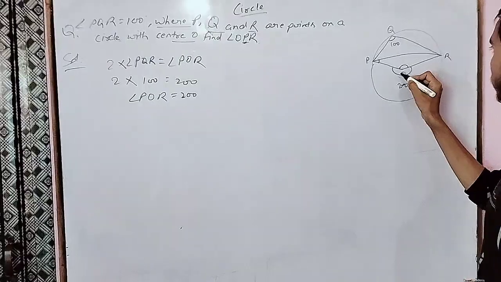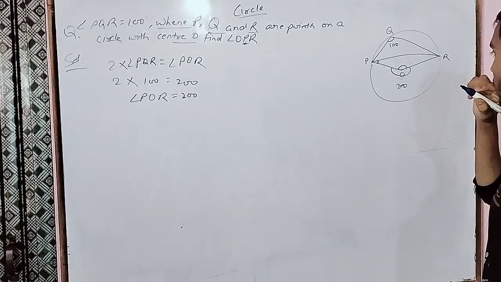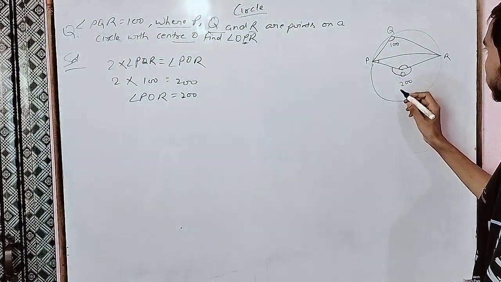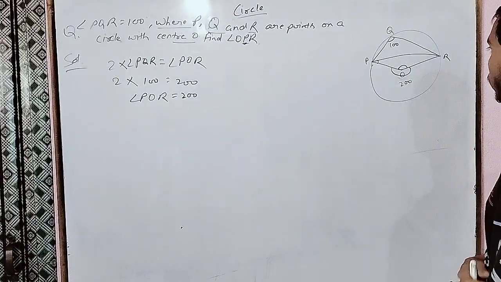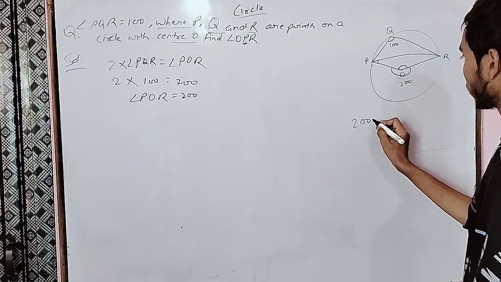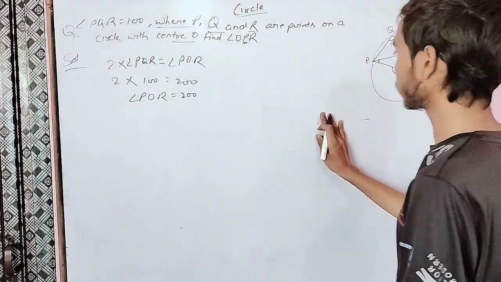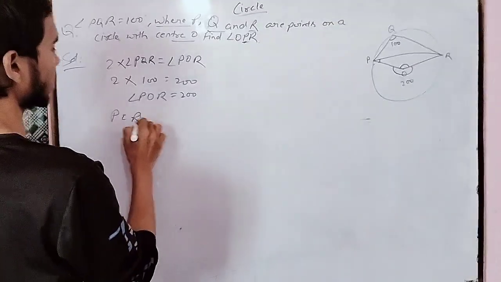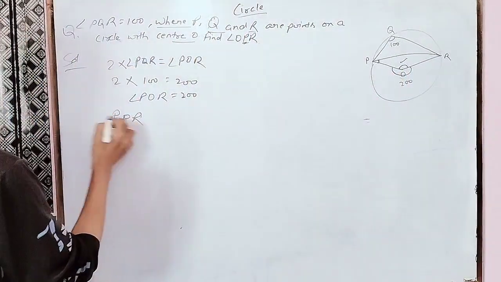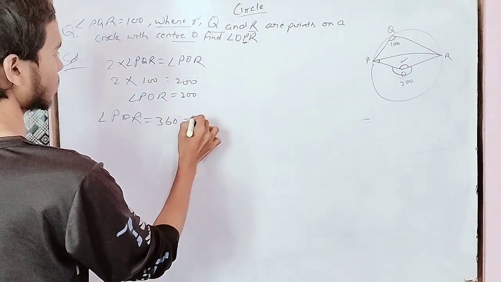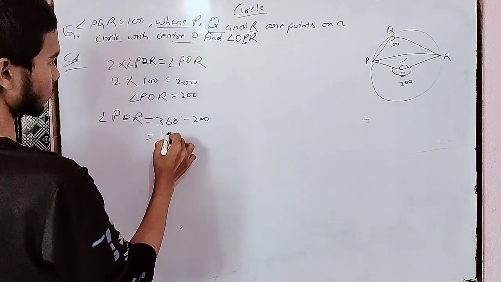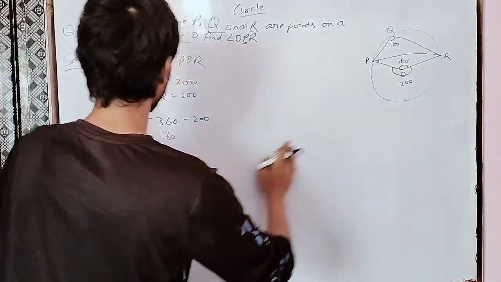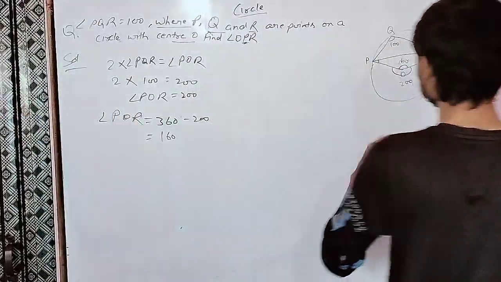So angle POR, this one, is reflexive. Now what about this? So we know that to find the angle POR, I am talking about this one, 360 minus 200 will give how much? 160 degrees. So this is 160 degrees.